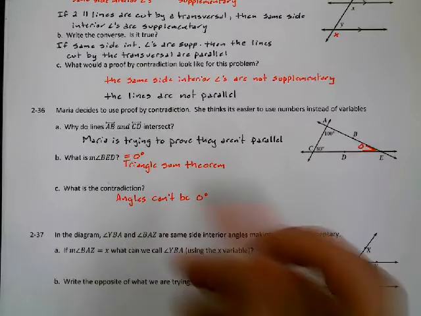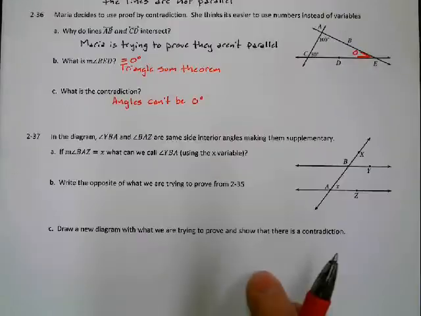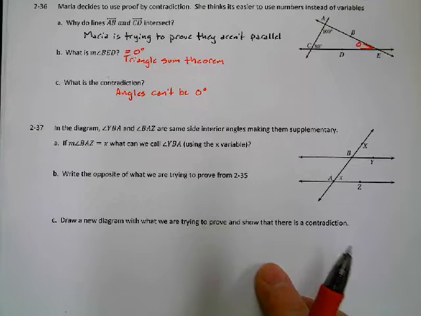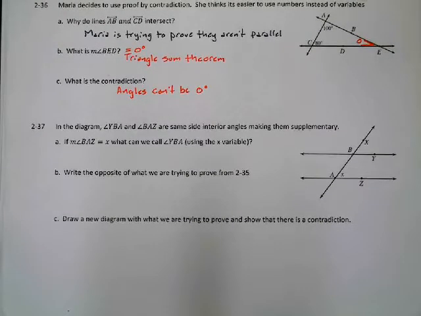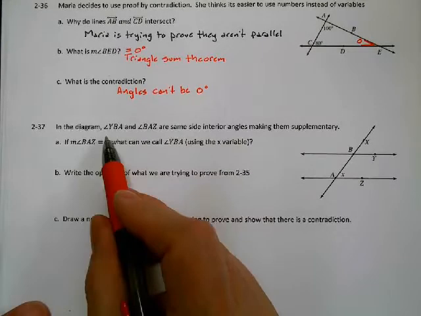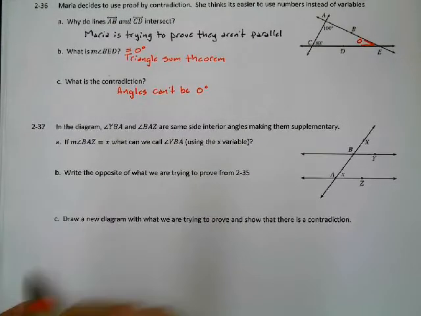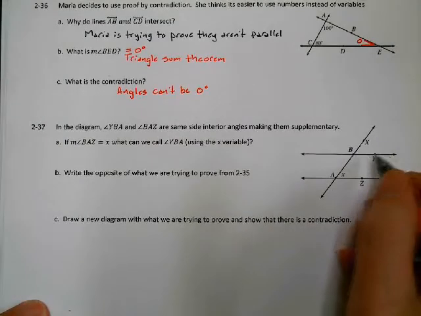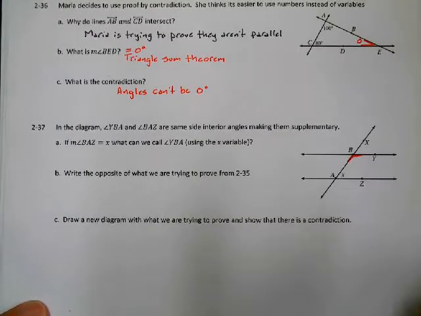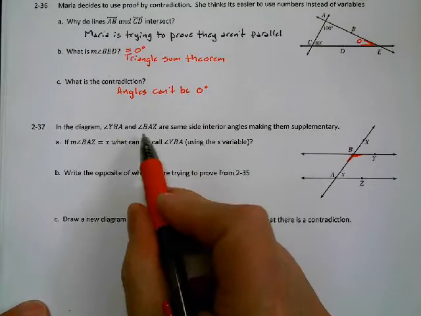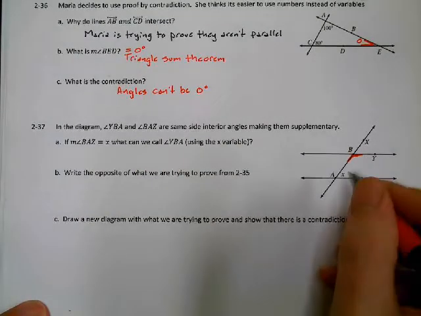There you go. Usually when we use proof by contradiction, we do not use numbers. We use variables to show that it's going to work for any numbers that we can think of. So in the diagram, we've got angle YBA. So YBA would be this angle right there. So that angle. And we've got angle BAZ. This angle right there.